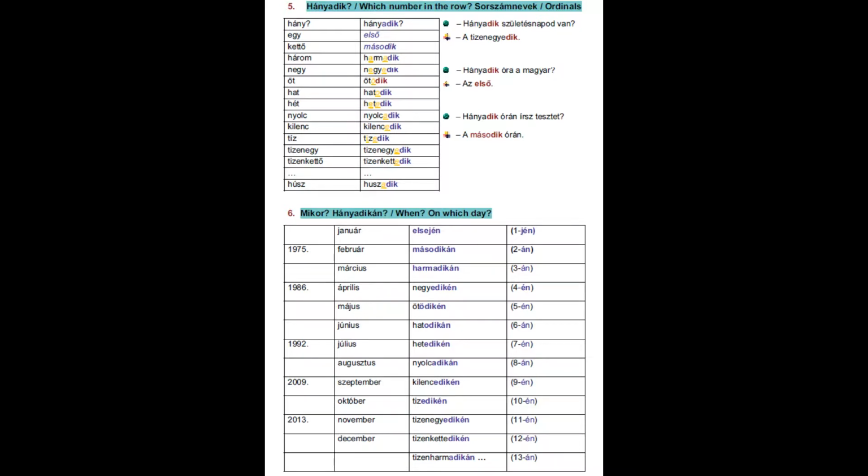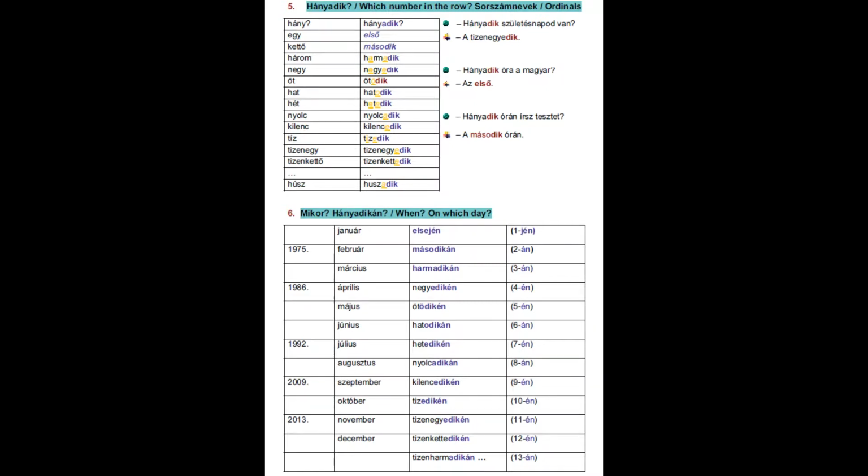All right, mikor? Hányadikán? Mikor? When? Hányadikán? On which day? Hányadik, just as we had above, which number in the row? So which one, right? Hányadik, which one? Hányadikán has the on in it, right? In English I'm saying on, but it sounds the same way with the on in Hungarian. On. Hányadikán. On which day, okay? And mikor is when.